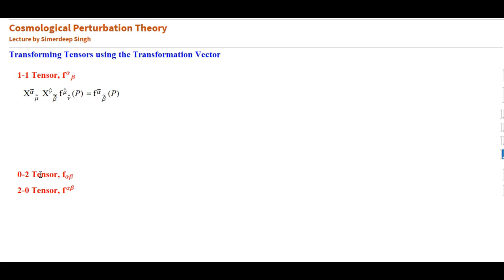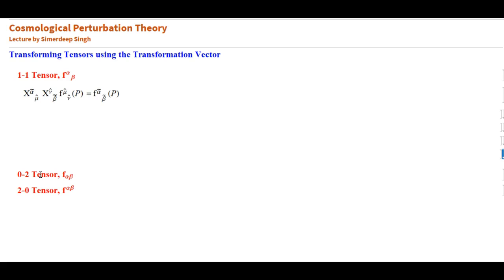We have seen earlier in this series that we can transform a tensor using the transformation tensor at one given point. So we can use the transformation tensor to transform the value of a vector or a tensor at one given point. And we have also seen that the transformation tensor can be expressed in terms of the transformation vector.